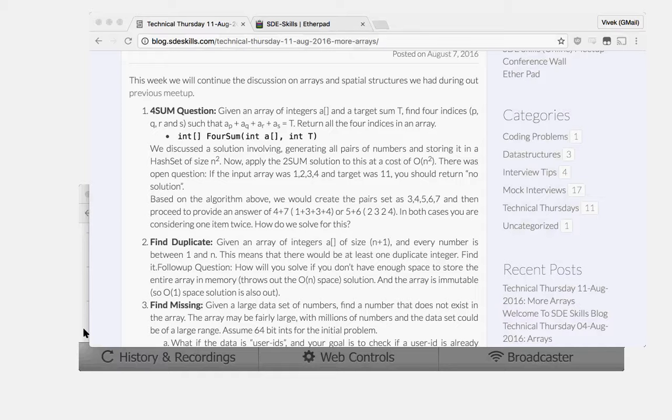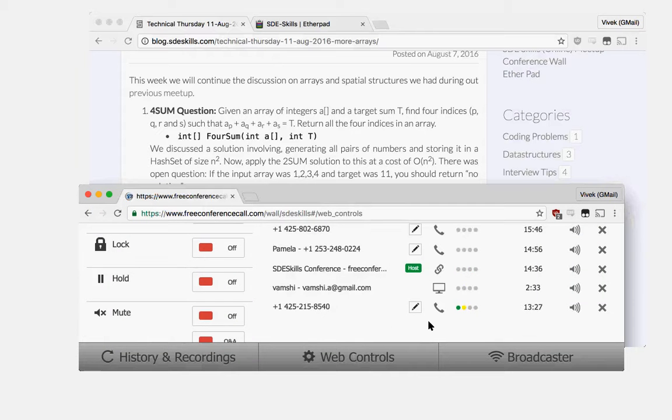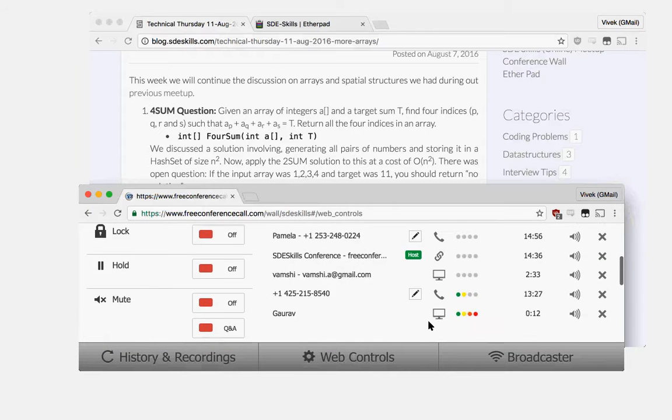I had a question. Based on this proposed solution, the hash map solution, what is the overall time complexity? In order of n squared.